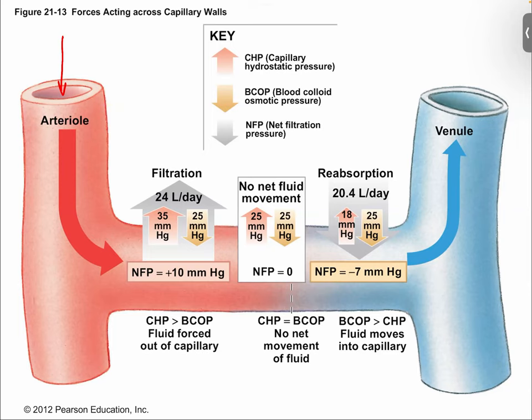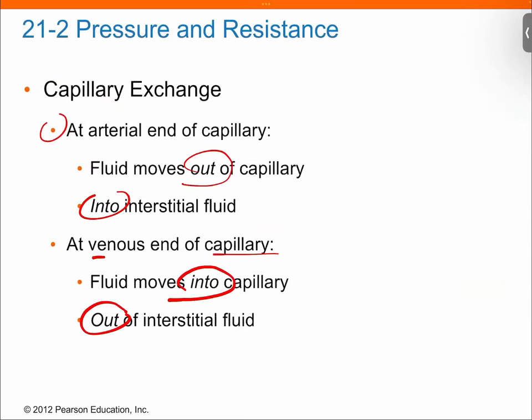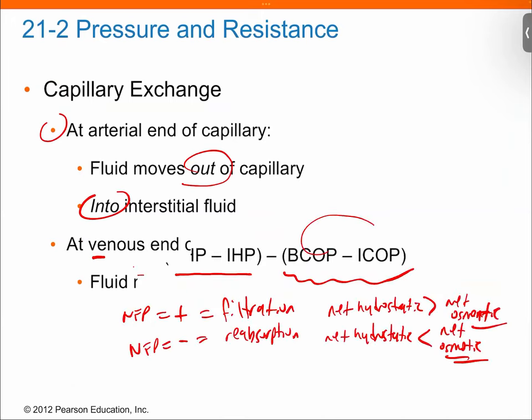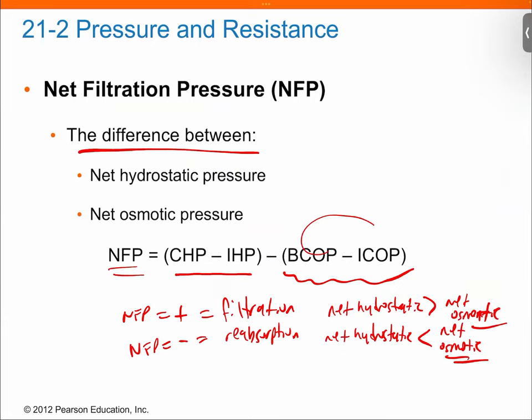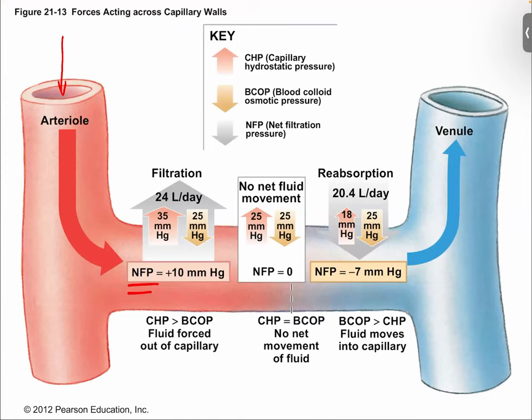And so as the blood comes into the capillary itself, we talked about the net filtration pressure, which is basically the difference between your net hydrostatic pressures and your net osmotic pressures. There are two components to hydrostatic pressure: a capillary hydrostatic pressure, and a tissue or interstitial hydrostatic pressure, the IHP. And there's a blood or capillary osmotic pressure, the BCOP, versus a tissue osmotic pressure, the ICOP. The difference between those two nets is your filtration pressure. If it's positive, that favors filtration, and if it's negative, that favors reabsorption. That's what this is showing you visually.